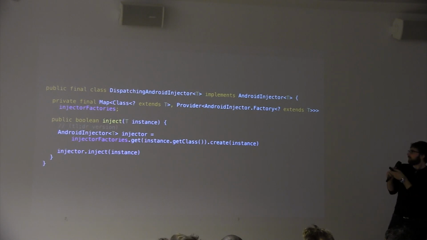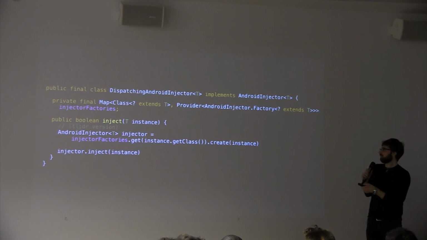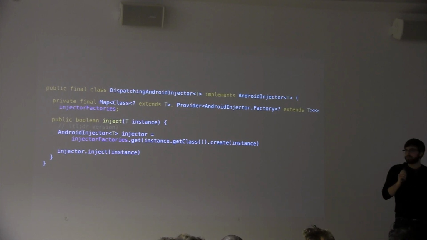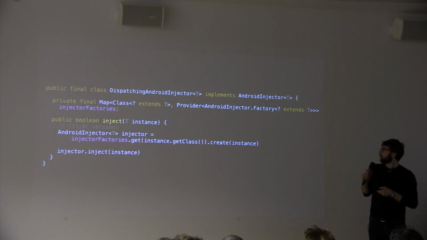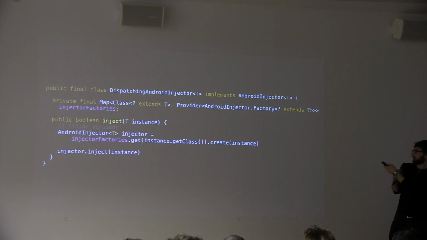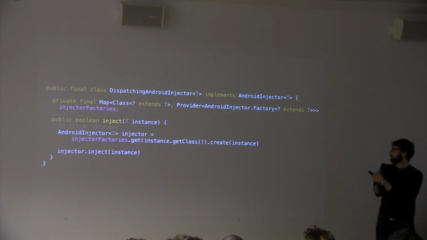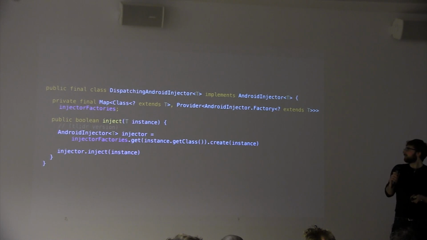If we look at the code, this is kind of a TL;DR version, but all of the extra code is just error handling. This is the important part. And we see it's actually just a wrapper around a map that has some fairly nasty generics. And then we just inject an instance. We just get a class key from that map, create a factory, and call inject. Still fairly straightforward, but where does that map come from?